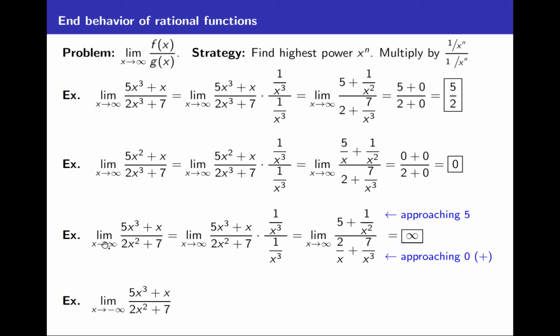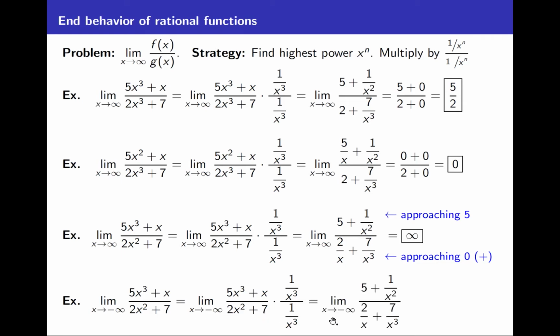Let's do the same problem, but this time let x approach negative infinity of 5x cubed plus x over 2x squared plus 7. Again, we multiply through as we did before, and it works out just as we had on the previous line, except x is approaching minus infinity.